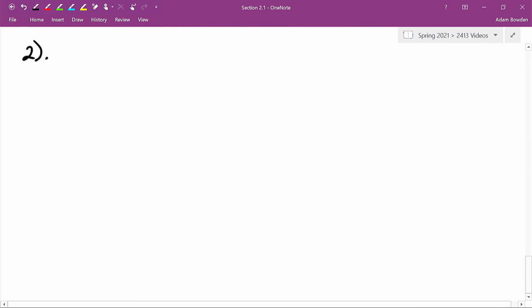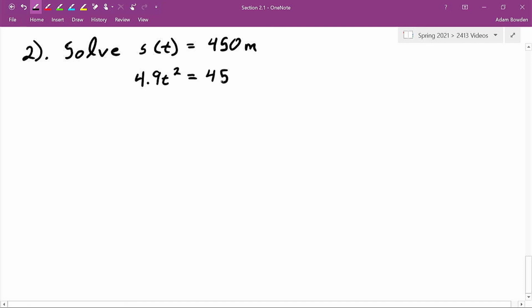Now for part 2, it asked, at what time would it hit the ground? In order to determine that, we're going to start off by solving the position function for the full distance it can travel. So for it to travel all the way to the ground, that would be 450 meters. I'm going to solve that for t. And so s of t, position, is given by 4.9t squared. So we're going to solve that equal to 450. Now if I divide out the 4.9 from both sides, I get t squared equals 450 divided by 4.9.